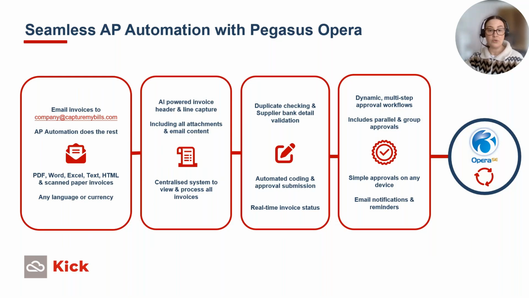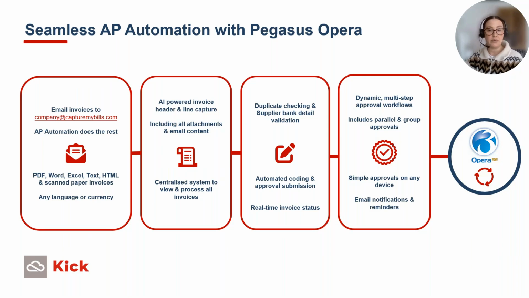So you can start your accounts payable automation journey simply by emailing all invoices to a unique e-invoicing email address. Any invoice format can be sent, whether that's a PDF, a Word document, Excel, or scanned paper invoices. If they've got multiple pages, or are in different languages or currencies, they're all supported and will be processed. The software then captures the header and line item data from your invoices, which is powered by AI technology. So that's completely removing the need to do any manual data entry and key those invoices into Opera.